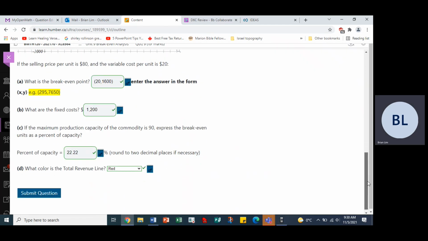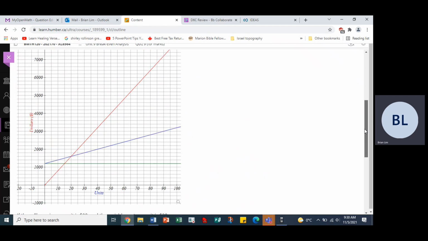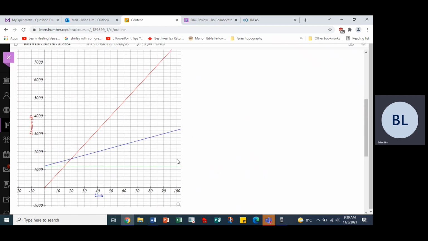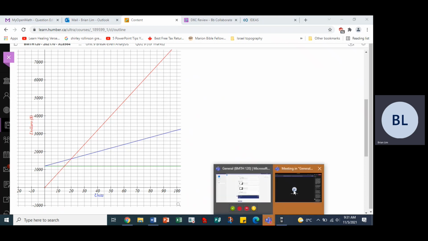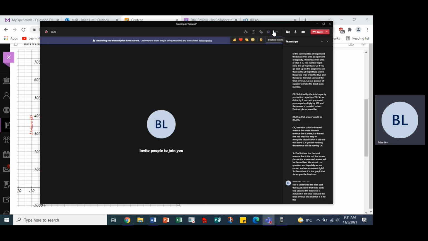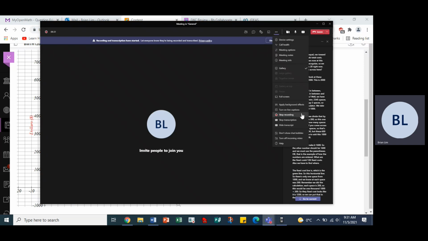And we are correct. All right, so there it is, the graph that shows you the fixed cost, the horizontal line, the total cost, that's just above that fixed cost line, because the fixed cost is included in the total cost, and the total revenue line. And that is it for this question. And we will stop the recording.